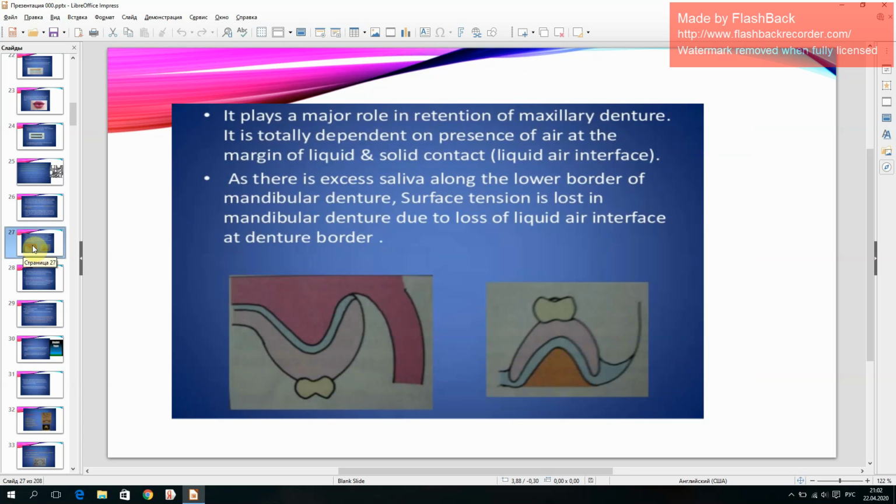It plays a major role in retention of the maxillary denture. It totally depends on the presence of air at the margin of liquid and solid contact. Liquid-air interface: as there is excess saliva along the lower border of the mandibular denture, surface tension is lost in the mandibular denture due to loss of the liquid-air interface at the denture border.